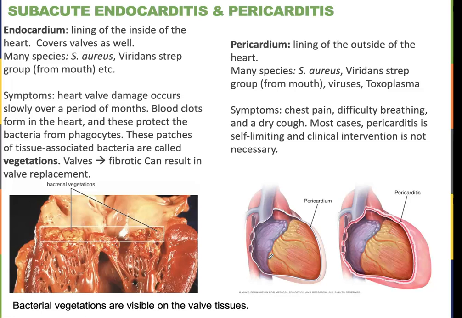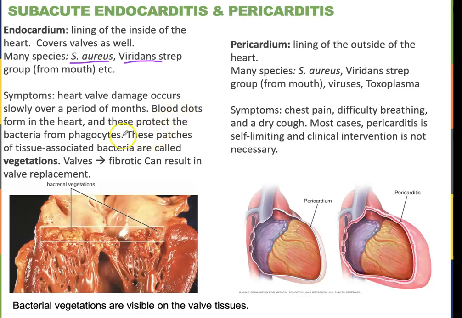The next one up is subacute endocarditis and pericarditis. These are the two linings of the heart I talked about earlier. Many species can cause either, but we're going to talk about Staph aureus specifically, and then a viridans strep group. These are the streptococcus that are normally in our mouths. And this is where, if you have gum disease, these bacteria can get into the bloodstream and then cause subacute endocarditis. So the bacteria will come into the heart because it's in the blood, and then settle on the valves. The valves have nooks and crannies that they can settle onto, and they can also cause blood clots.